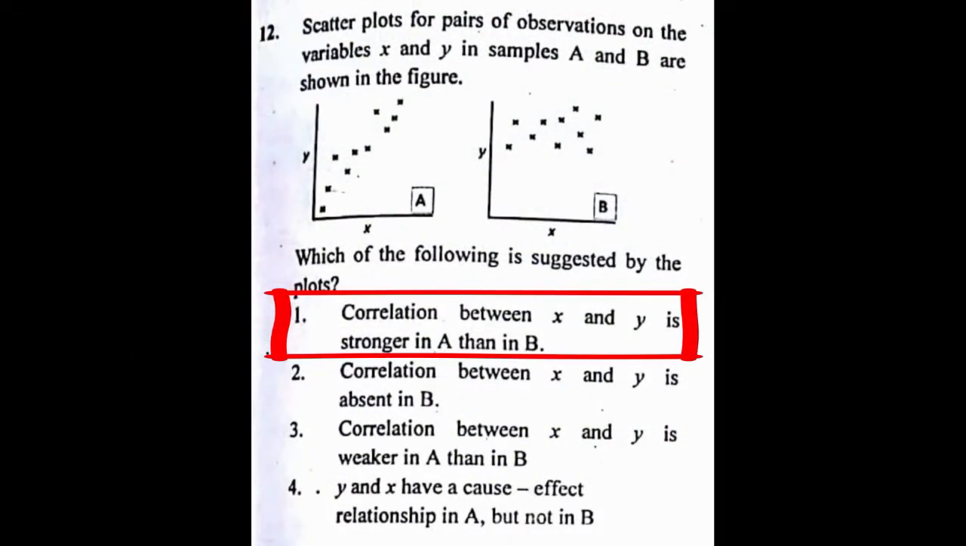Next problem, problem number 12. Scatter plots of pairs of observations on the variables X and Y in samples A and B are shown in the figure. Which of the following is suggested by the plots? The correct answer of this problem is option 1. Correlation between X and Y is stronger in A than in B.